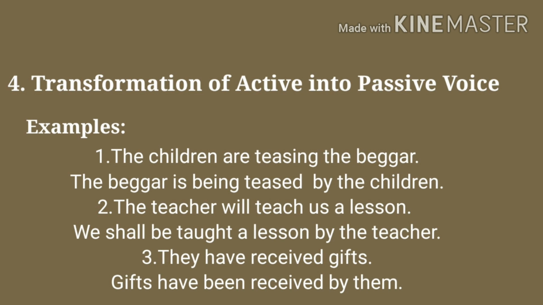Second, the teacher will teach us a lesson. We shall be taught a lesson by the teacher. They have received gifts. Gifts have been received by them. Our first sentence was in continuous tense, so we use being. Our second sentence was in future, so we use be. And our third sentence was in perfect tense, so we use been in passive voice.